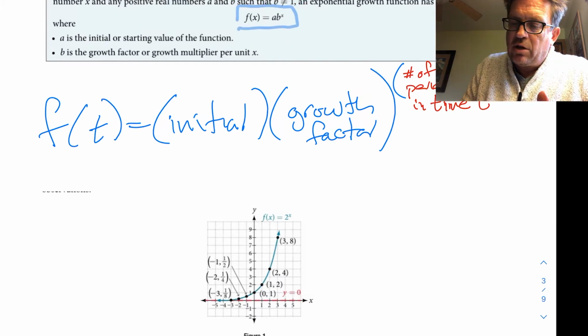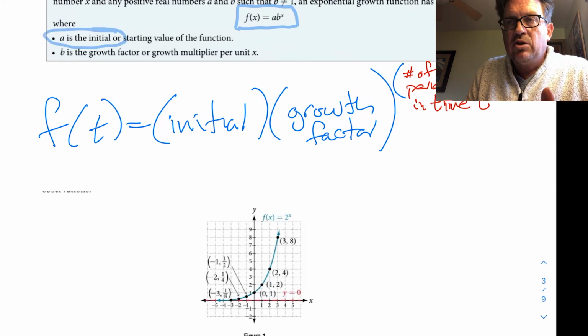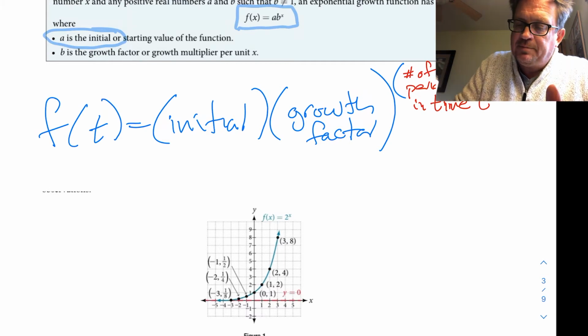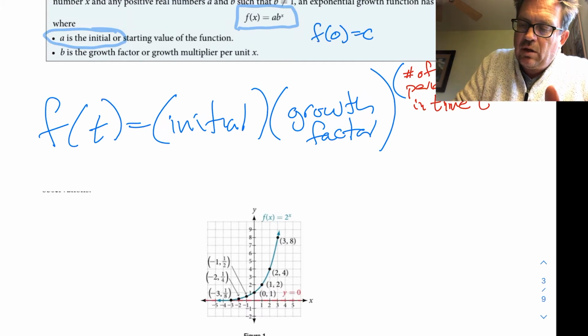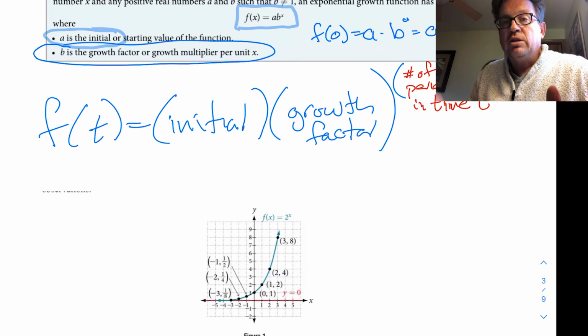A growth factor or growth exponential function of that form, a is the initial value, because when x is 0, b to the 0 is 1. So f of 0 is equal to a times b to the 0, which is just a. And b is the growth factor. So every unit you increase, you multiply by another factor of b.